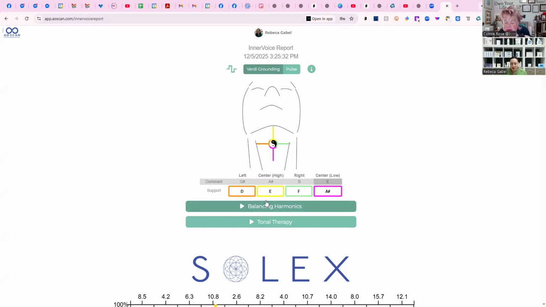Okay, the only question I had, and I think you touched on it, is the Verdi grounding versus the pulse tones. Yep. So these are different. Yeah, these are different Verdi tabs. Grounding is overall with all of the whole them.